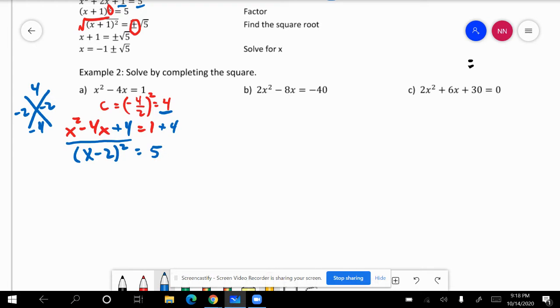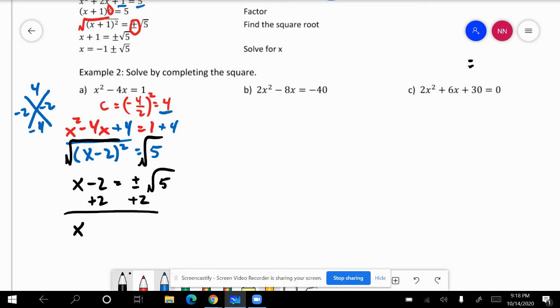Now, in order to get rid of the square, I'm going to take the square root. And whenever I take my square root, remember I have two roots, a positive and a negative. Now, in order to get the x by itself, I'm going to add the 2. These are not like terms, so I'm going to put 2 plus or minus the square root of 5.